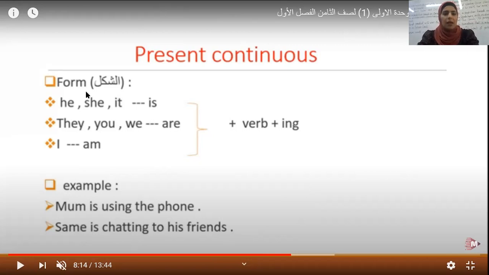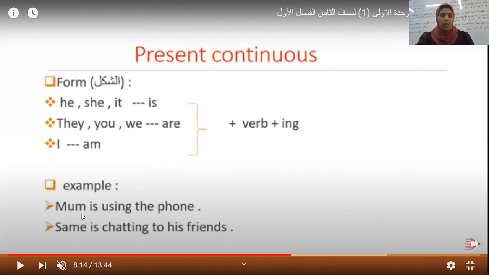Let's have an example for each one. When the subject is singular, we said that we need "is" and verb ing from the be verbs. Be verbs are three verbs: is, are, and am. With singular pronouns, we use "is" with verb ing. With plural pronouns, we use "are" with verb ing. And with I, we use "am" with verb ing.